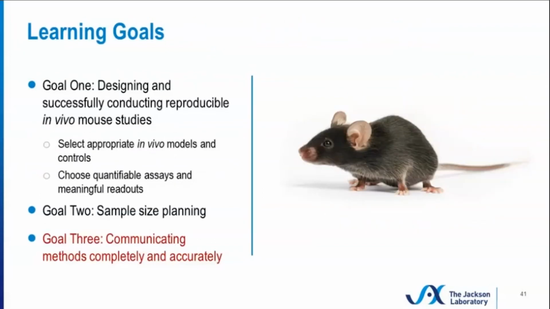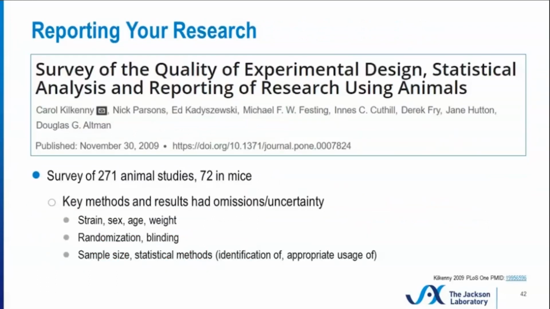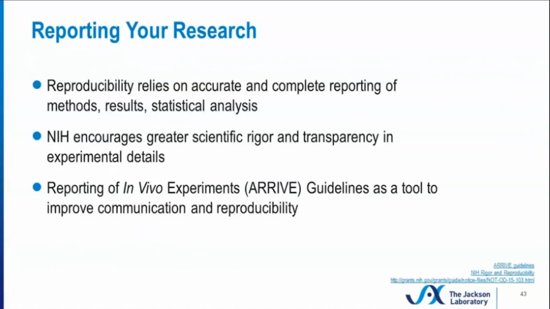And finally, that brings us to the last goal of this study: communication, and the importance of that in in vivo research, essentially. I brought this paper up here. This paper surveyed 271 animal studies, with 72 on mice. A lot of those studies had uncertainties in strain, sex, age, weight, randomization, and sample size or statistical parameters used. This is alarming because reproducibility relies on accurate and complete reporting of methods. If that report is true in what it has found, that means a lot of researchers are probably not reporting the data or the statistics as they should.